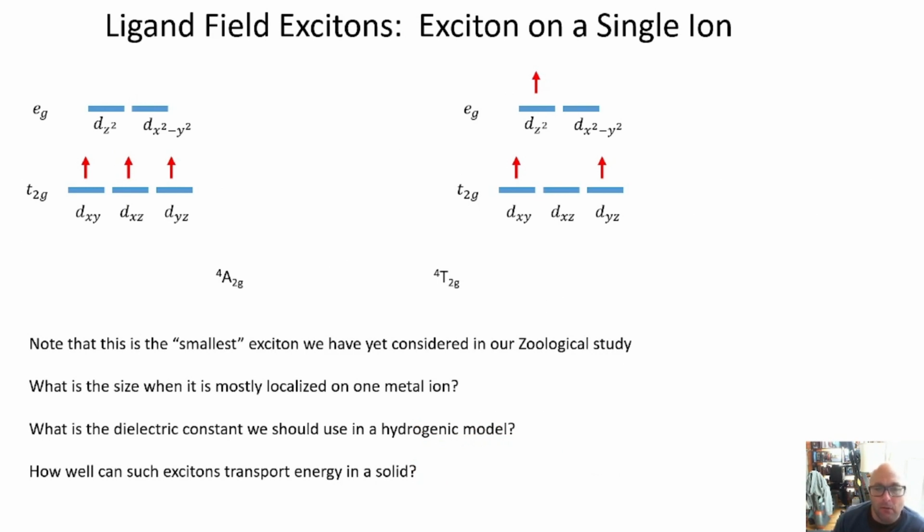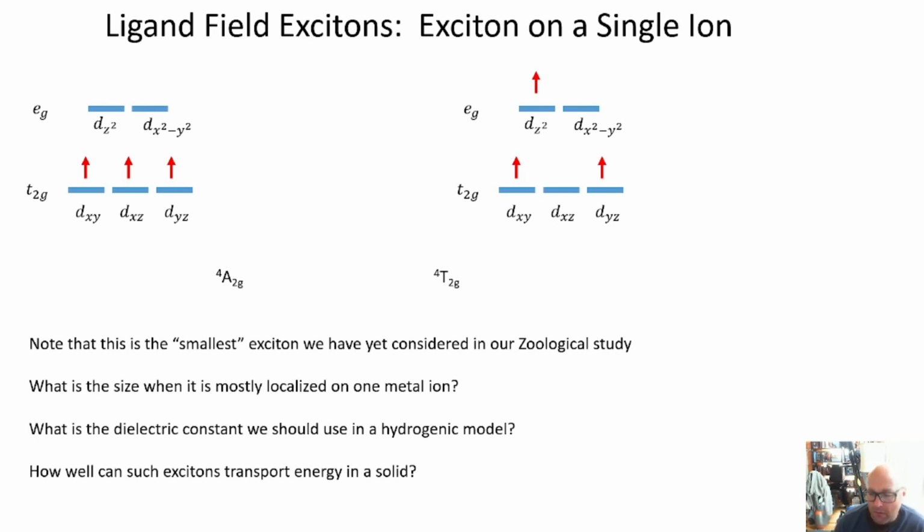And so I think this is really interesting because these are the smallest excitons we have considered. And you could probably debate whether it's even beneficial to call them excitons. So what do you even call the size? Should you use a hydrogenic model? And if so, what is the dielectric constant if it's a single ion?